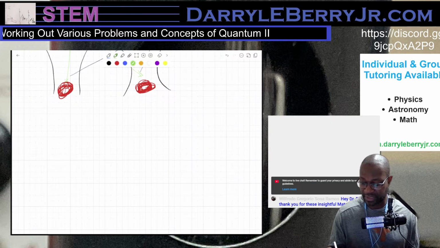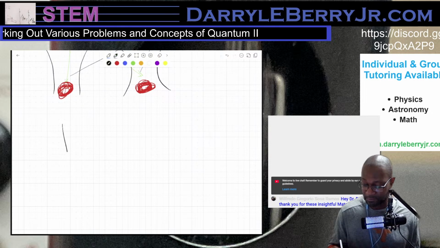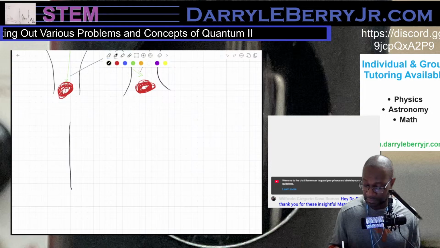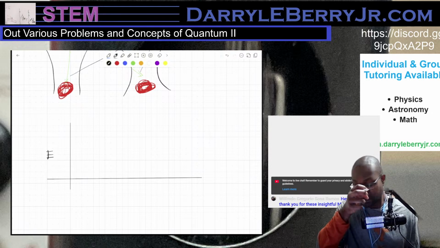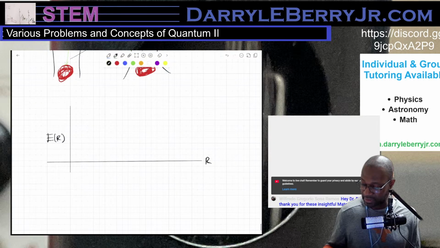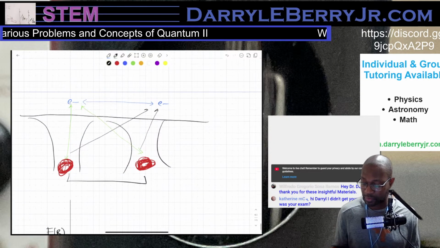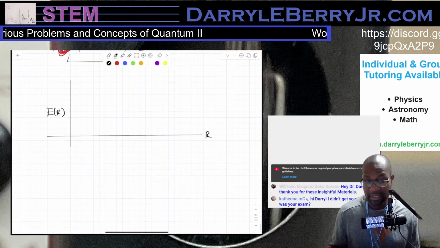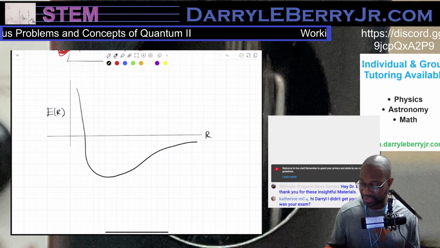So basically, if we take and draw this as a plot, now let's say I have energy on the y-axis, energy as a function of radius, and I have radius on the x-axis. Now let's say the radius is the distance between these two protons. What happens is we end up with a potential that looks something like this.